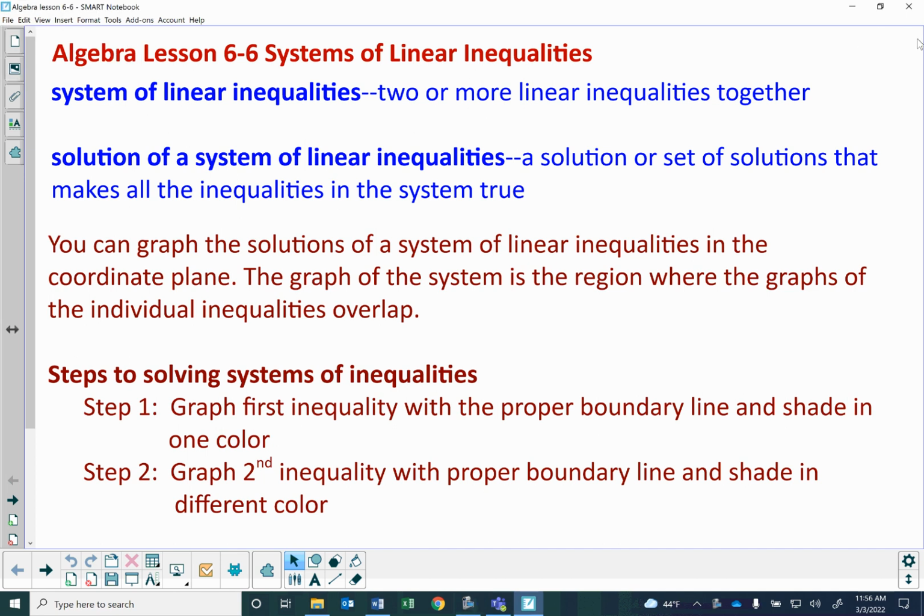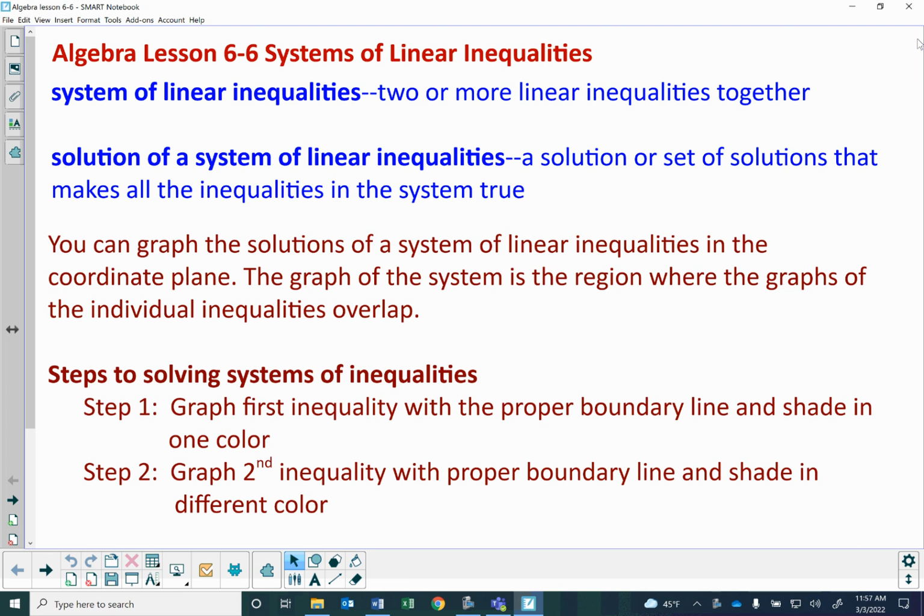This is Algebra Lesson 6-6, Systems of Linear Inequalities. A system of linear inequalities is two or more linear inequalities together, which means they're graphed on the same set of x and y axes. The solution to the system is the set of solutions that makes all the inequalities in that system true. This is designated by shading: you shade one inequality in one color, you shade a second inequality in a second color, and where the two colors overlap, that happens to be where the solution is.